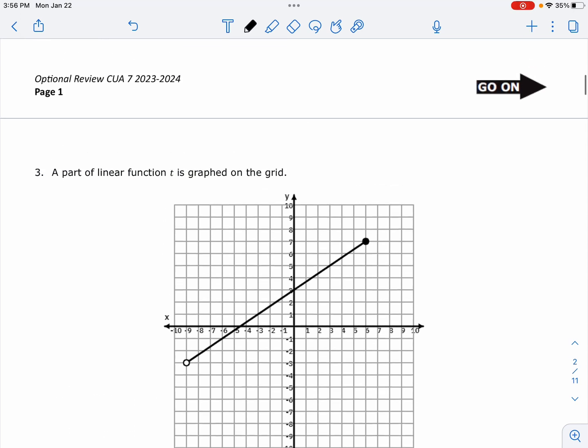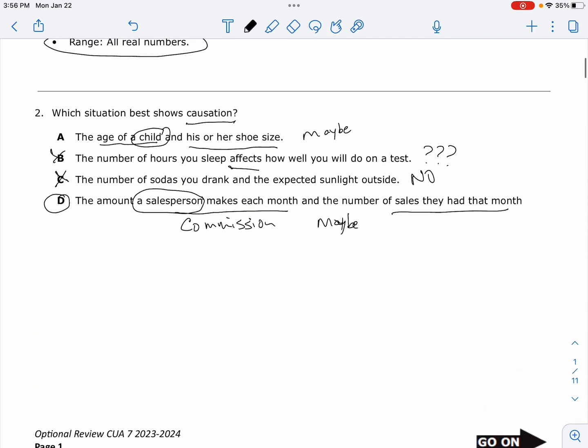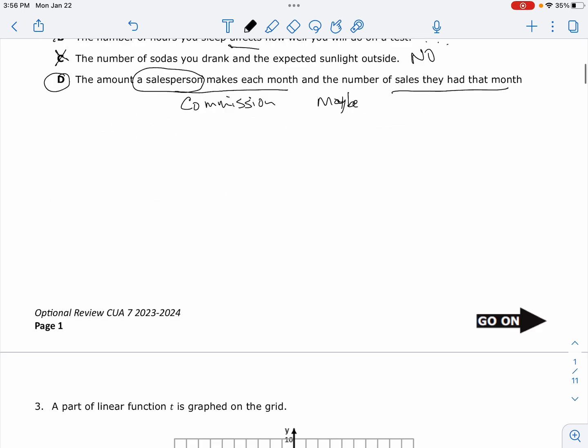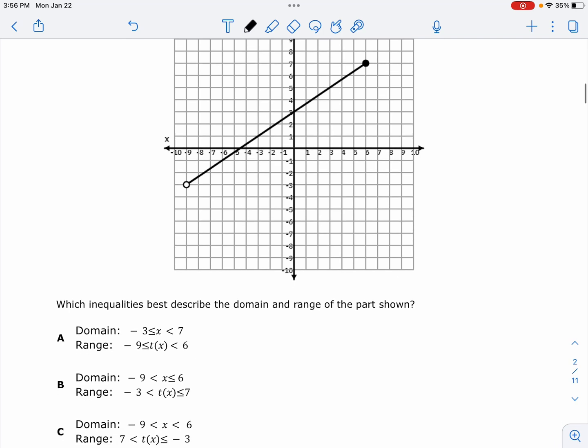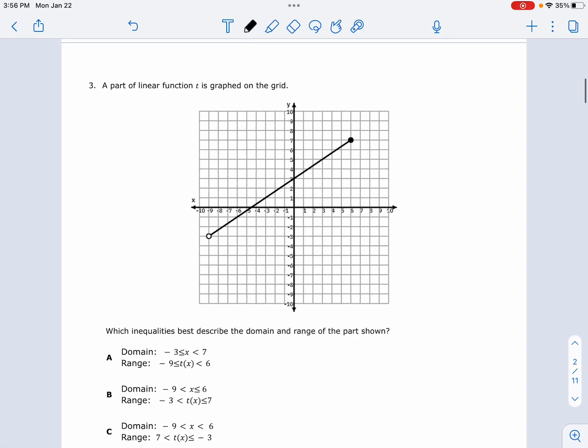Okay. And again, we're ruling out the child because eventually your foot stops growing when you're still a child. Okay. The part of the linear function is graphed, and I'm looking for the domain and range. So we just talked about domain and range.